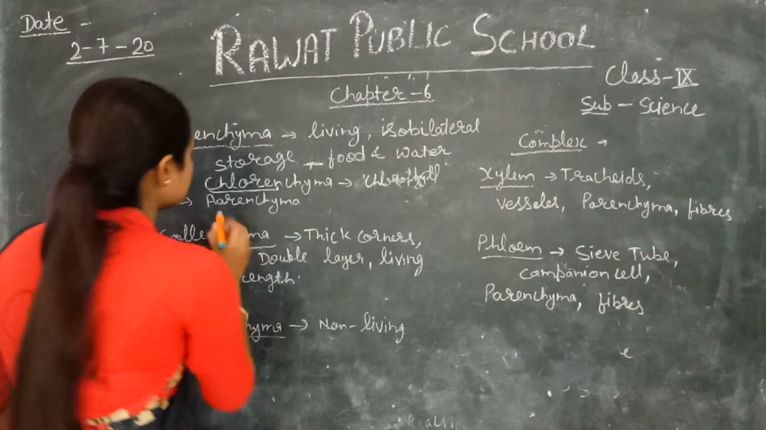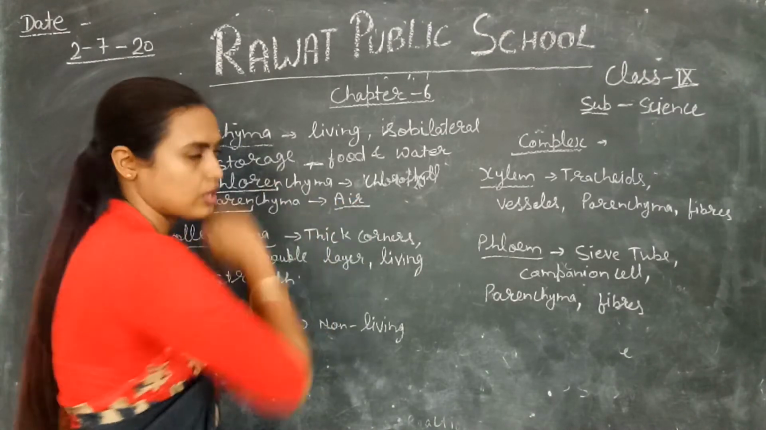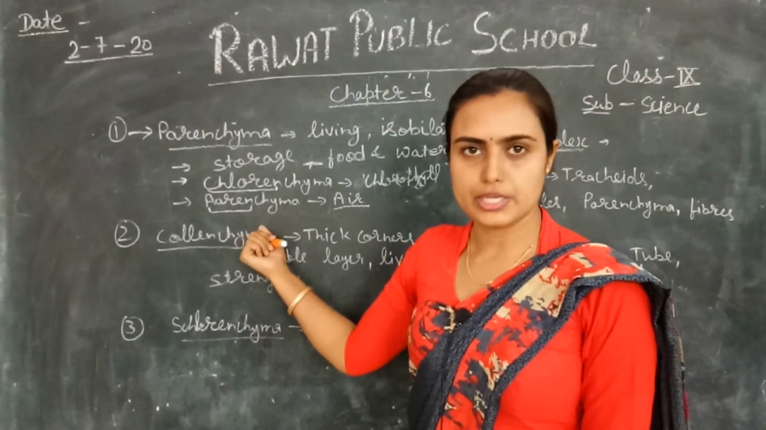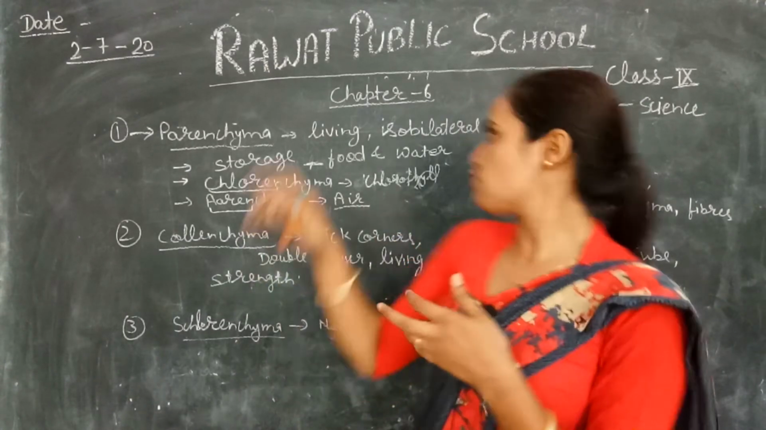Next is the aerenchyma. Aer means air, right? These are those parenchymatous tissues which store air, instead of food.